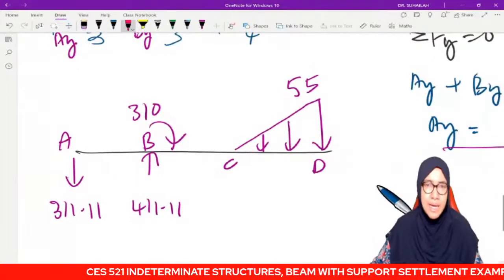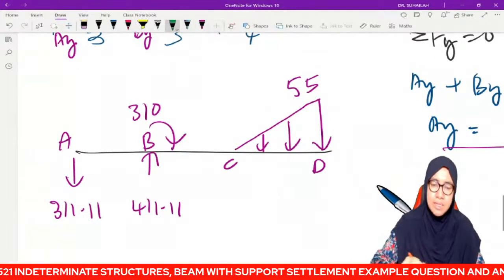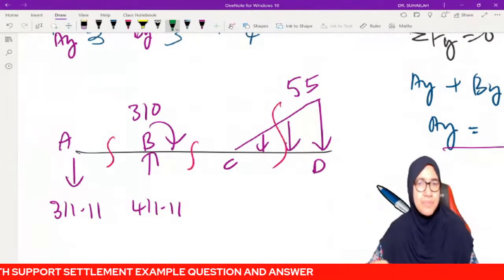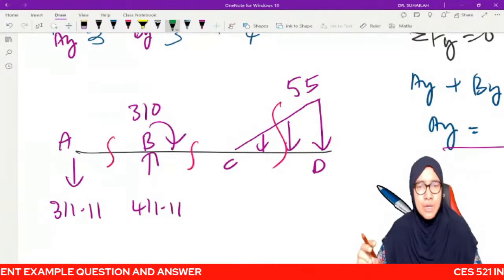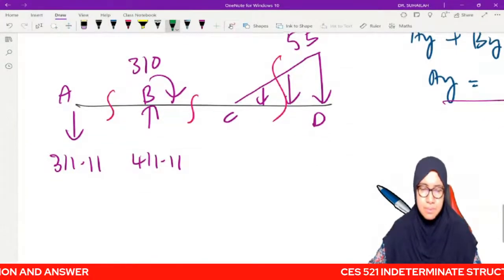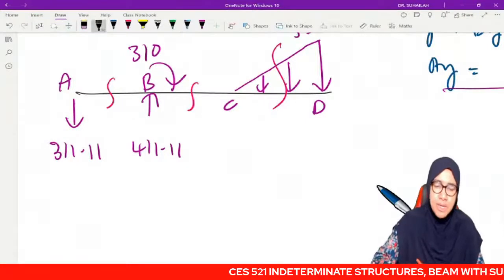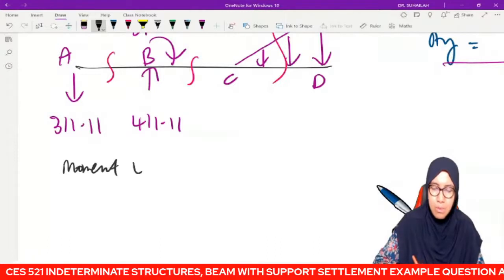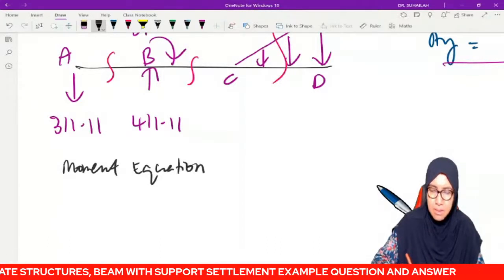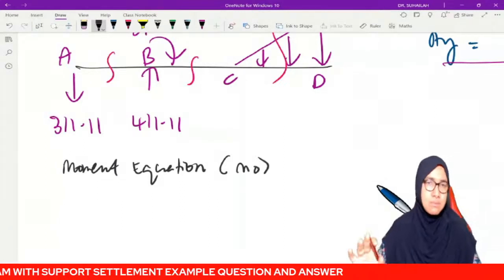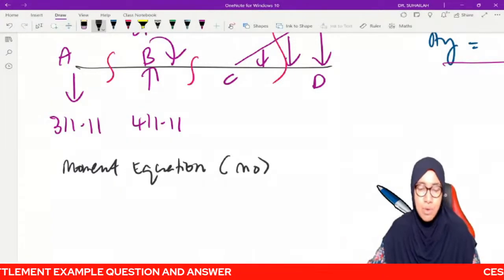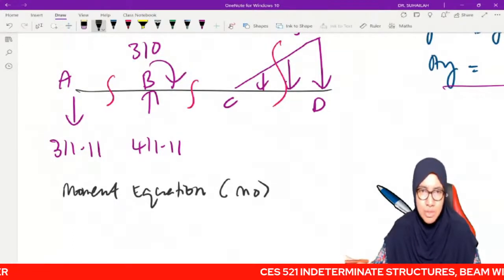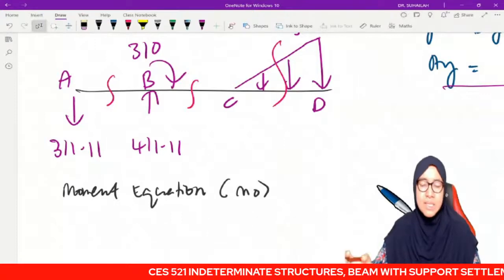Means that we will analyze this beam to write the moment equation. So the moment equation, M naught, this is the primary beam. We have three cutting sections: AB, one section, BC, another section, and CD, another section.